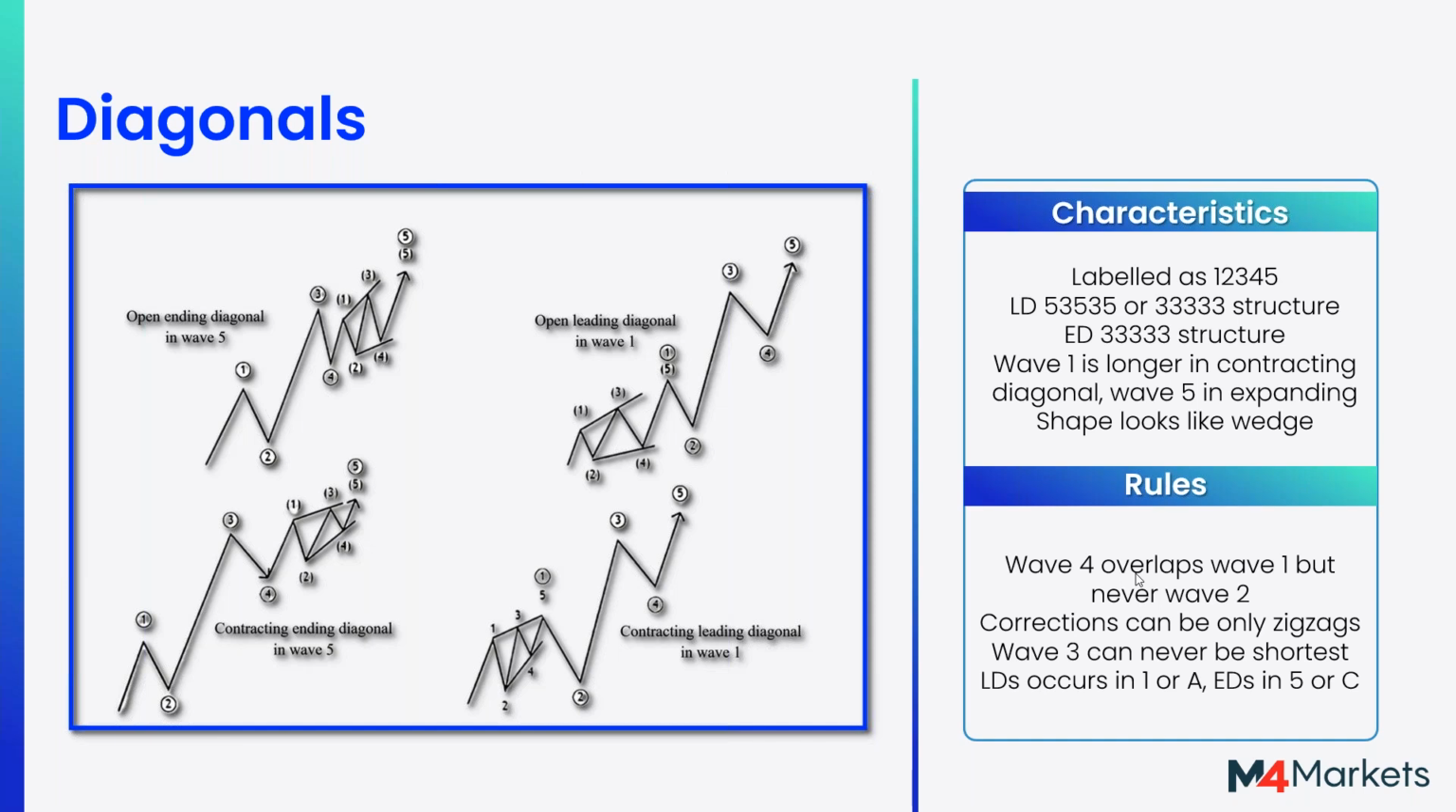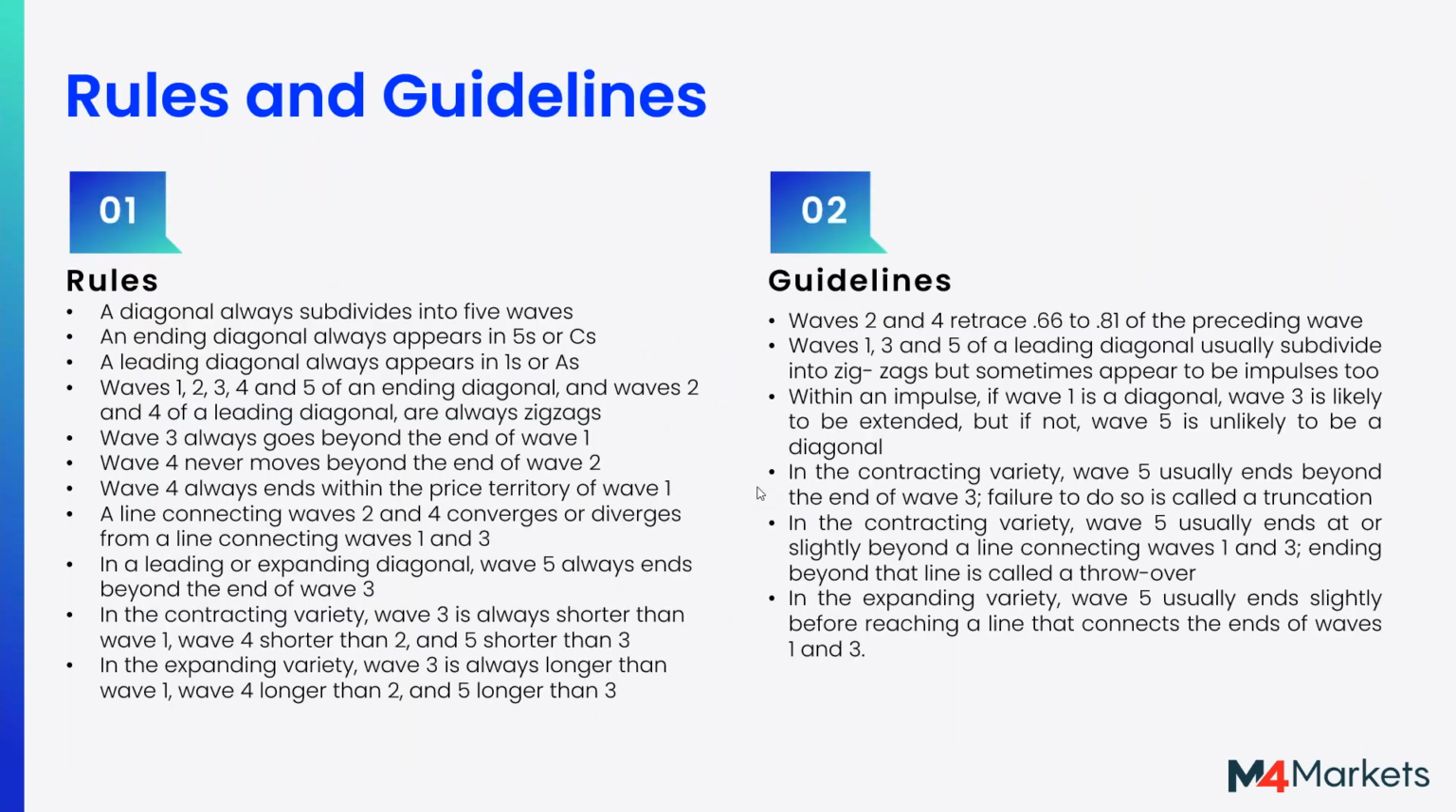Wave 3 can never be the shortest, and leading diagonals occur always in wave 1 or A, and ending diagonals in wave 5 or C. Now, when I say corrections can only be zigzags, let me be a bit more clear here. In the 3, 3, 3, 3, 3 variation, both leading diagonal or ending diagonal, you can have double zigzags as well, but only in the corrections. And this is again all the rules and guidelines I have known and I have here for you.